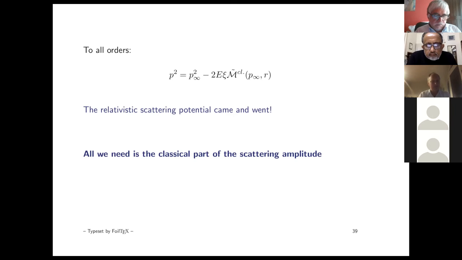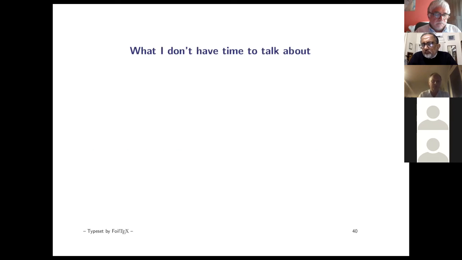And it then gives a very, very simple kinematical relation between momenta and the amplitude. So P squared is the momentum at infinity squared with some correction that depends on the amplitude. So all we need is to calculate the scattering amplitude, take the classical part. In other words, put h bar to 0.